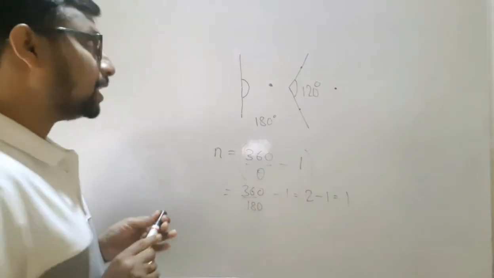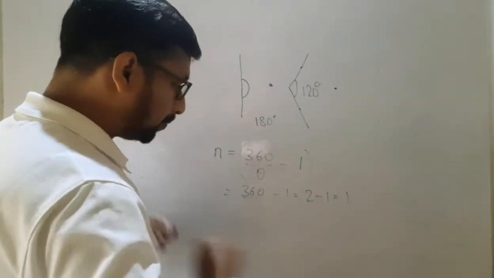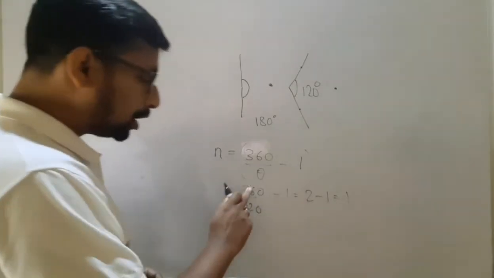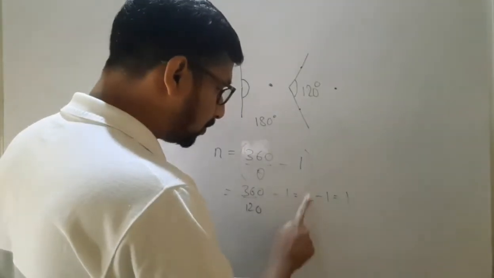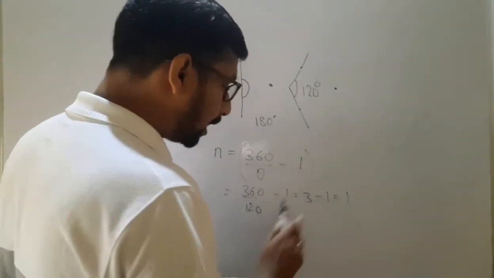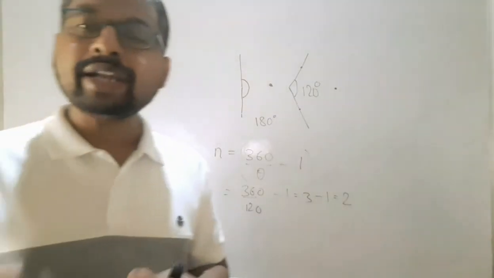120 degree के लिए देखते हैं. What if I make this 120 degree? Okay, 120 degree. Now 360 divided by 120 will give you 3. So this will become 3. And 3 minus 1 will be what? 2. So that way you can find number of images.